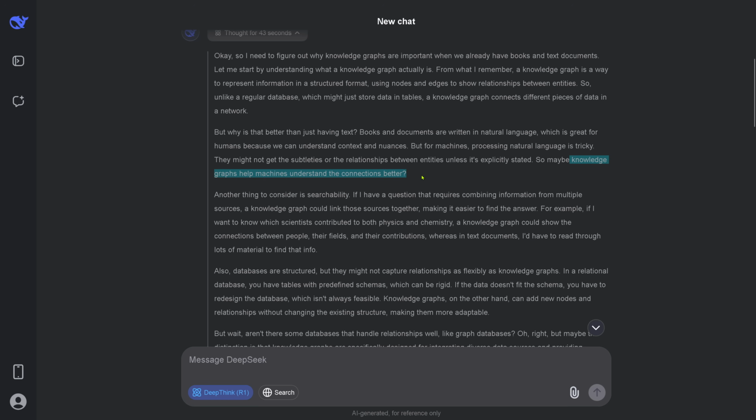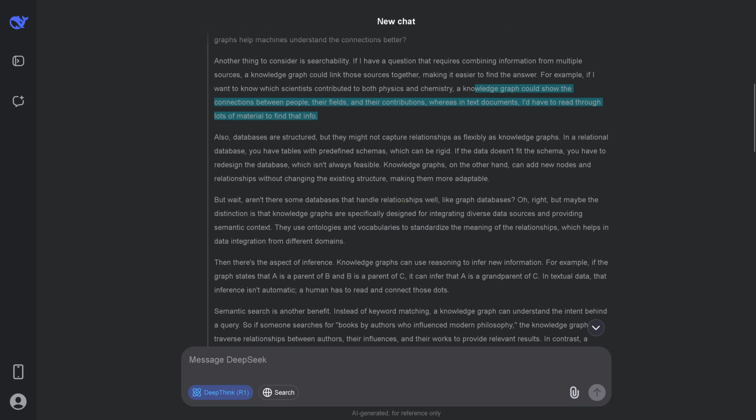I mean, an R1 AI system asking this question is amazing in its own right. So R1 goes on. Another thing to consider is searchability. If I have a question that requires combining information from multiple sources, a knowledge graph could link those sources together, making it easier to find an answer. If I want to know which scientists contributed to both physics and chemistry, a knowledge graph could show the connection between people, their fields, and their contributions. Whereas in text documents, I have to read through lots of material to find that particular information.